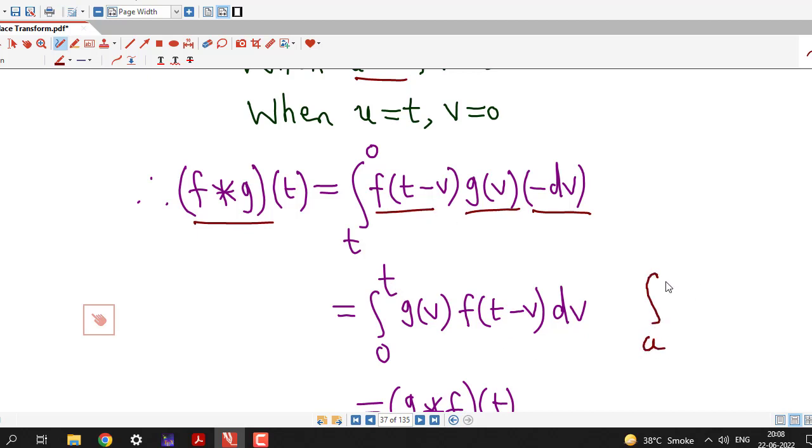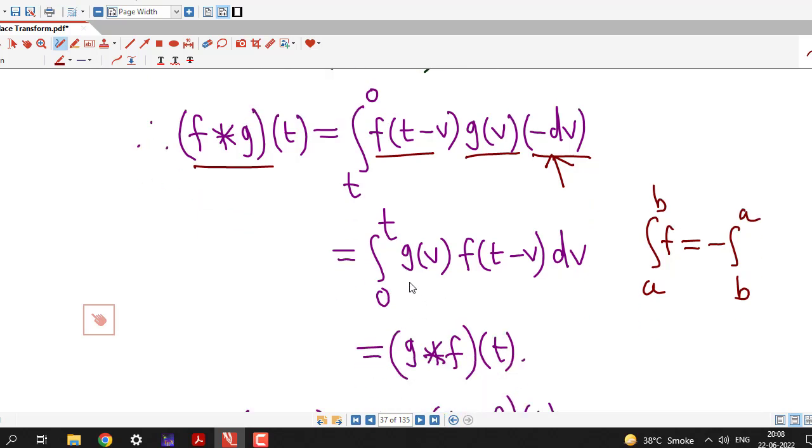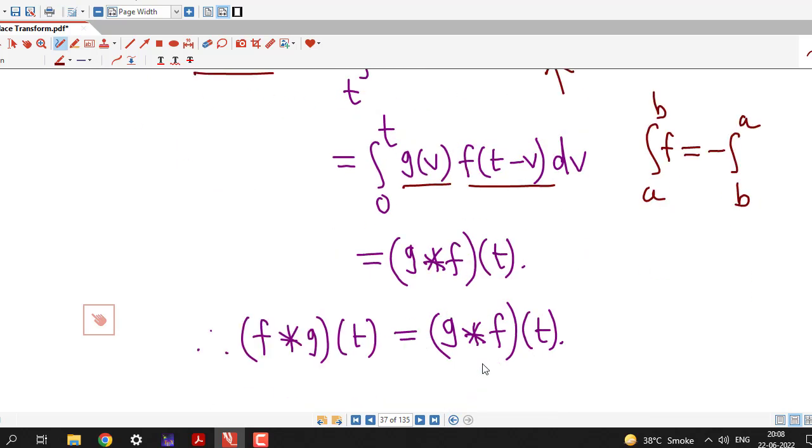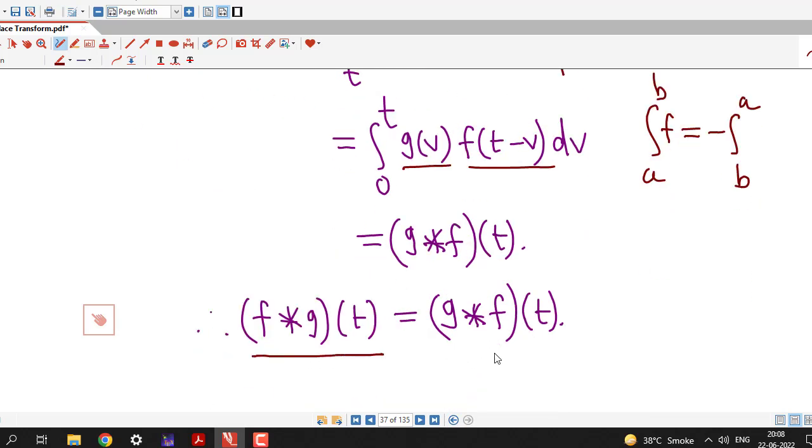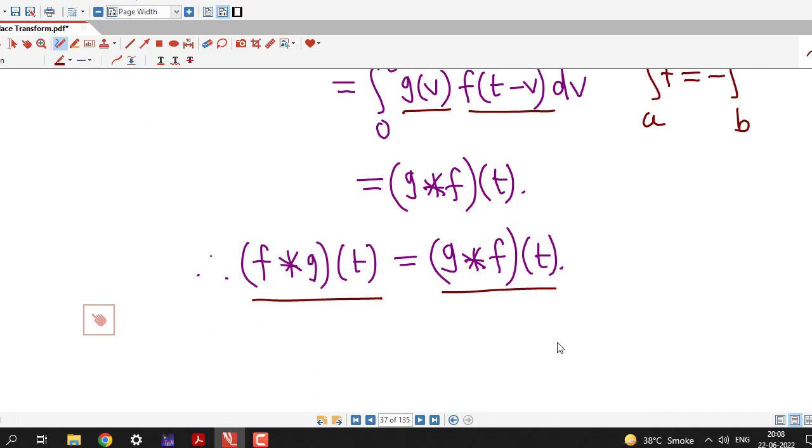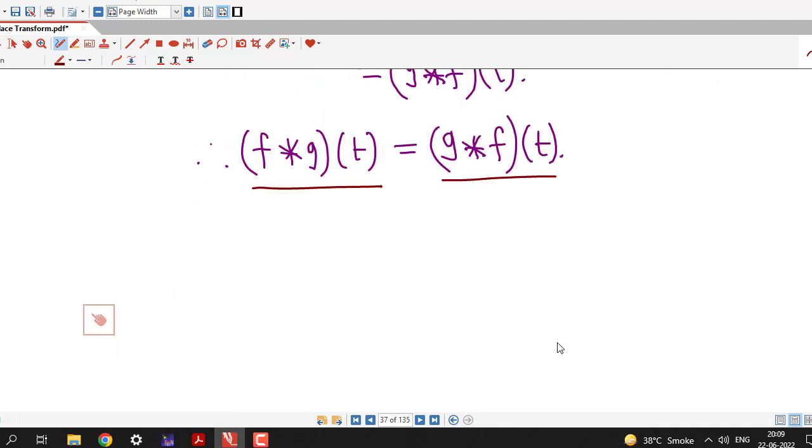Here we are using the fact that the integral from a to b equals the negative of the integral from b to a. So here we have the negative of the integral from t to 0, that is equal to the integral from 0 to t, and if you observe, this is nothing but g star f of t. Therefore we have shown that f star g of t equals g star f of t. So convolution is commutative.